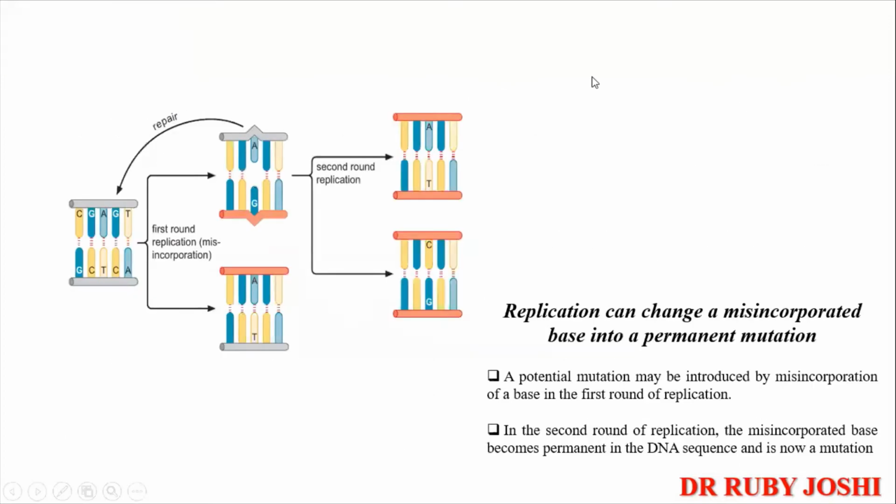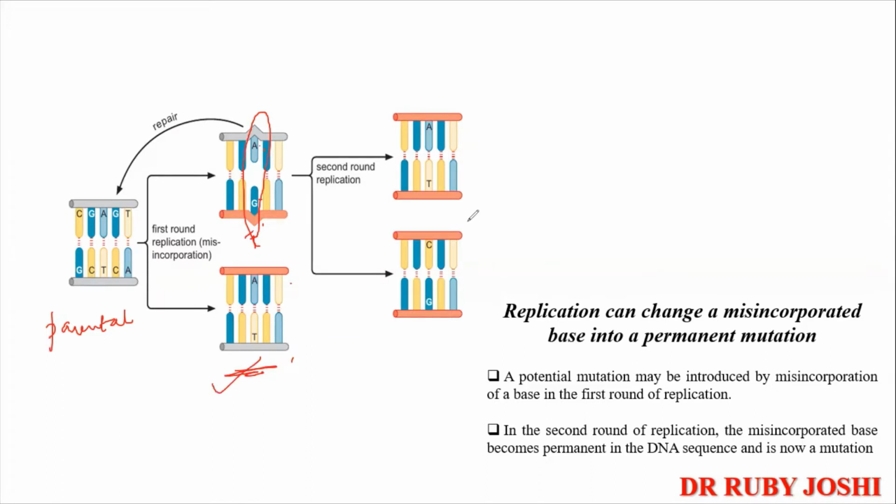Now, look over here. So replication can change a misincorporated base into a permanent mutation. Okay, so you have the first round of replication. Now let us see, there is a mistake happening. So A के opposite में T आना चाहिए, but क्या आया, आपका G आया, ठीक है? So this is happening during the replication. तो ये आपका parental था. Now from the parental it is going. तो यहाँ पे एक strand में A के opposite में G आ गया. So this is your one mistake. But the other daughter strand is okay, normal, good.